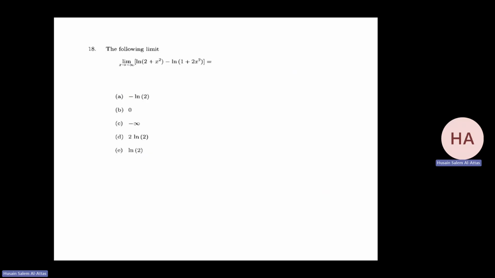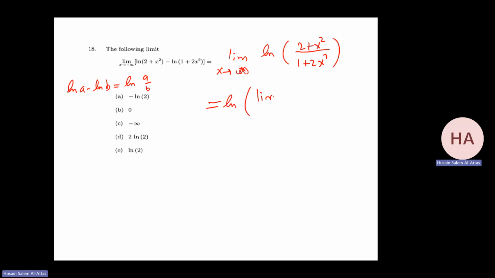Now ln. What I will do with ln, I need something over something. So I say limit x goes to infinity. It will be ln. I know that ln a minus ln b, provided everything is defined, is ln a over b. So that will be 2 plus x squared over 1 plus 2x squared. Since ln is a continuous function, I can take ln outside, or I can take the limit inside. The same idea.